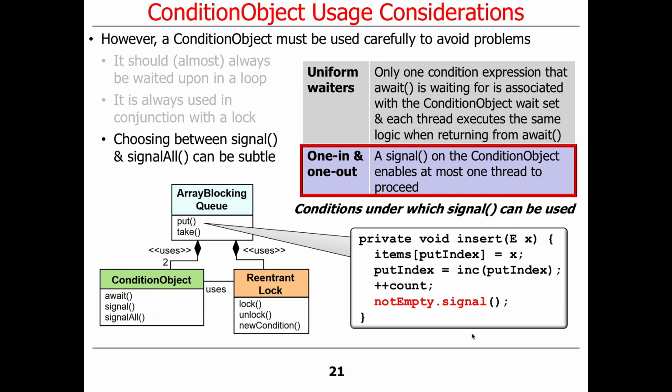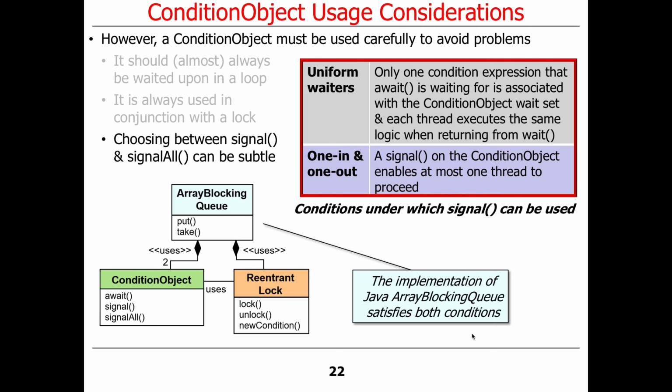And the other property that has to be satisfied is one in and one out. So remember, signal will enable one and at most one thread to proceed. And it turns out for our array blocking queue, that's precisely what we want, because when put is called, it calls insert once it is able to, once the queue is no longer full. And that calls signal on not empty. So the intent here is to let one thread wake up. If there's anybody waiting, one waiter will wake up and get a chance to pull something off the queue. So you've got to have uniform waiters, and you've got to have one in, one out. So the array blocking queue satisfies both those conditions, so it's fine to use signal on the condition object for the not empty condition rather than having to use signal all.